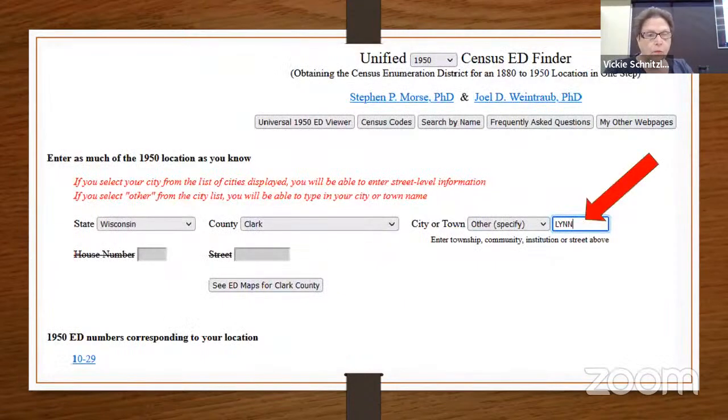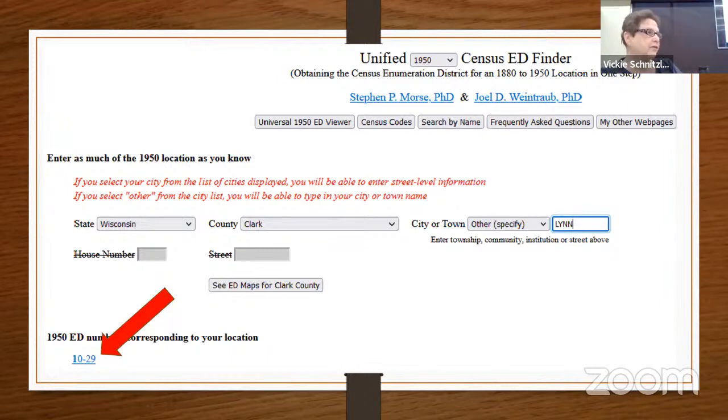Okay, we're back to that enumeration finder again. And another way of doing it, like I had typed in Neillsville before, I'm going to type in the town of Lynn. Let's see what happens this way if we type it in without going and looking for the map. Next slide. Now, I had already typed in my dad's name in the system before when I was doing my search. So the system remembered that. And look what shows up down at the bottom of the screen. 1029.